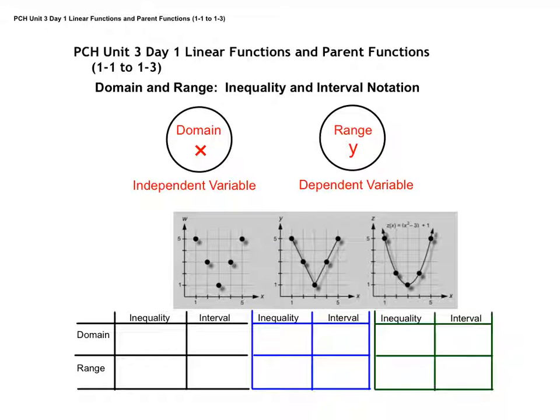Alright, so we're going to be looking at functions and parent functions. And what I want you to get out of this, guys, is that if you learn your parent functions, really the rest of what we do is easy. Okay? If you know the parent functions well, you can learn the basic transformations, and the rest of it is pretty easy. Okay?